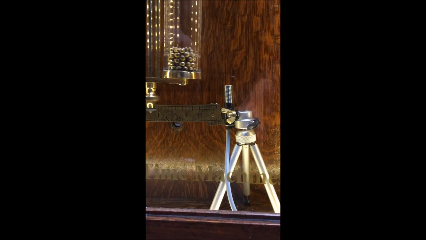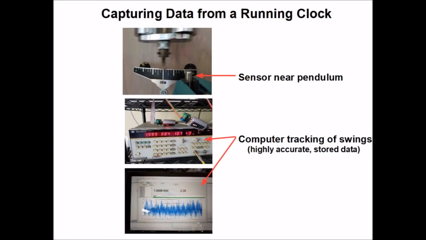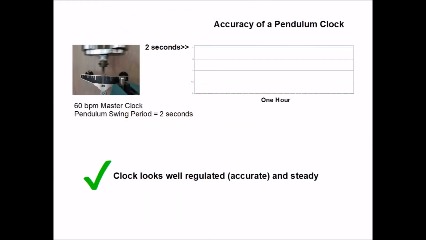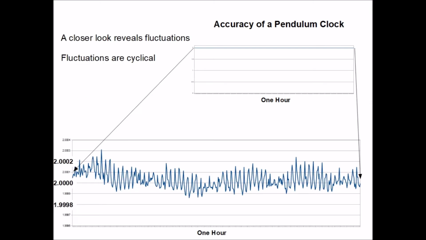We hooked up a sensor near a pendulum of a master clock, and over the course of an hour we tracked the regularity of the swing. We plotted the data over a 1-hour period, and it looked like it was a pretty accurate clock, dead on. But when you take a very close look at the data, you see that there are fluctuations which are cyclical in the performance of the clock.